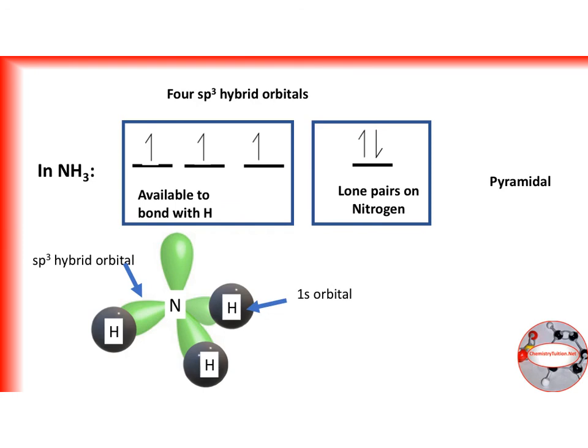Our final example is going to be ammonia. Nitrogen has 5 electrons in the outer shell, so it forms the four sp3 hybrid orbitals. One of those hybrid orbitals is occupied by a lone pair of electrons on the nitrogen atom. The other three are available to bond. So again, the shape of ammonia is based upon a tetrahedral arrangement of bonds. However, one of those hybrid orbitals is occupied with a lone pair, which is why the shape is called pyramidal.